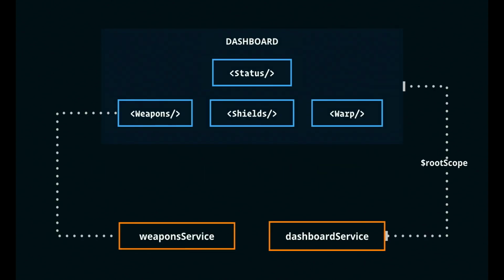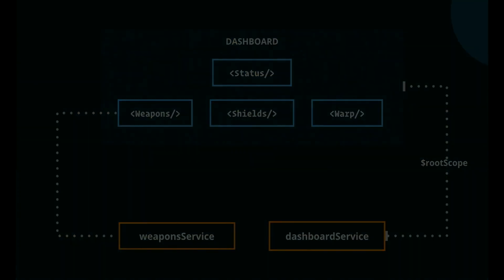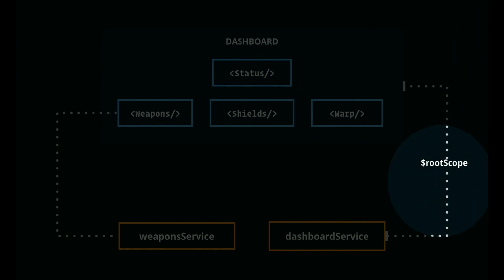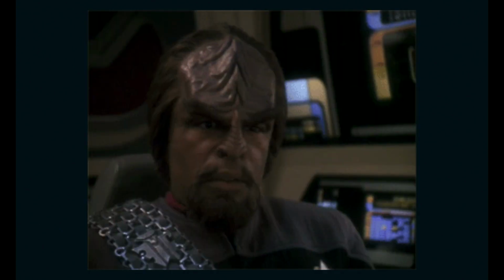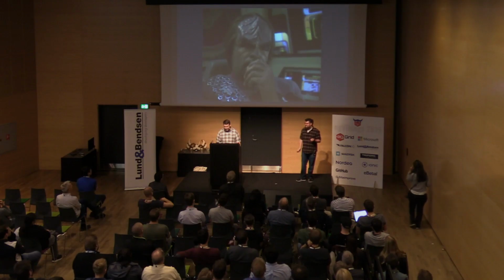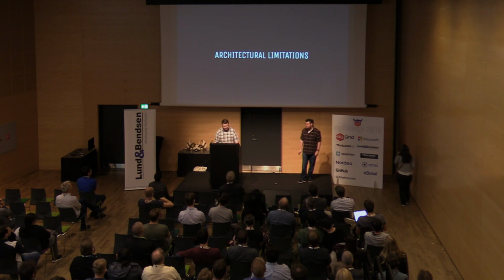So this is what the architecture looks like. We've got our components, and we've got a weapon service and a dashboard service. Fairly straightforward. But if you look over in the corner over there, you see this $rootScope. And $rootScope, if any of you have worked with it, it can cause some frustrations. Red alert, Captain. We have some architectural limitations here.